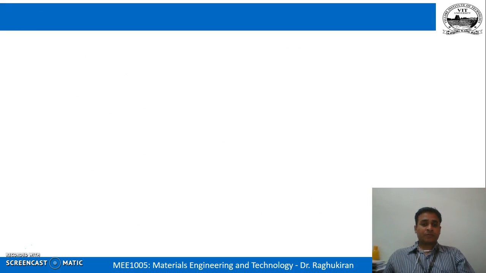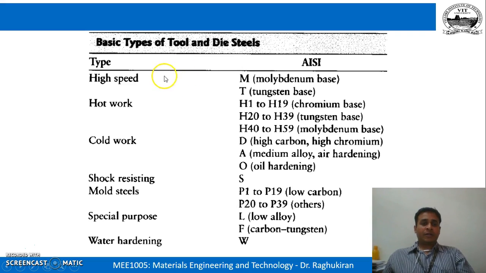So if you see here, this is the summary of different tool and die steels. You have high speed steels, where they are M type or T type based on molybdenum or tungsten. Similarly, whether you hot work or cold work, you have different symbols for that. Similarly, mold steels, special purpose steels, water hardening steels, all these are different classifications of your tool and die steels.